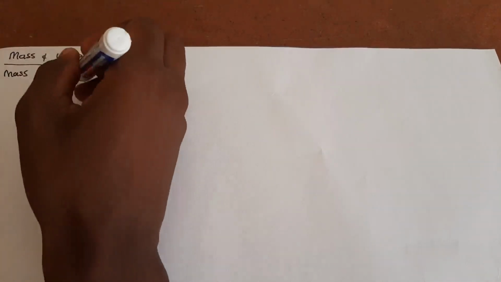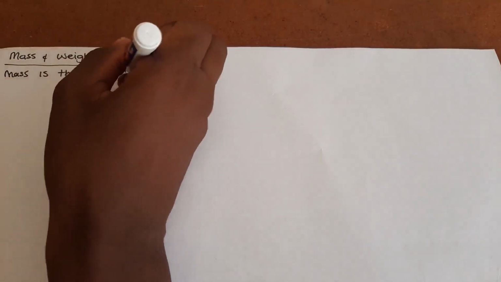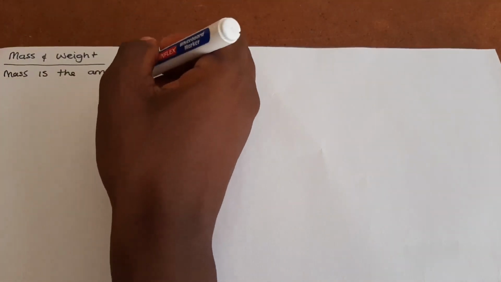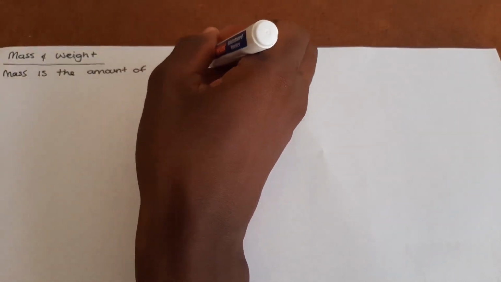Okay, so a mass is the amount of matter in a body.